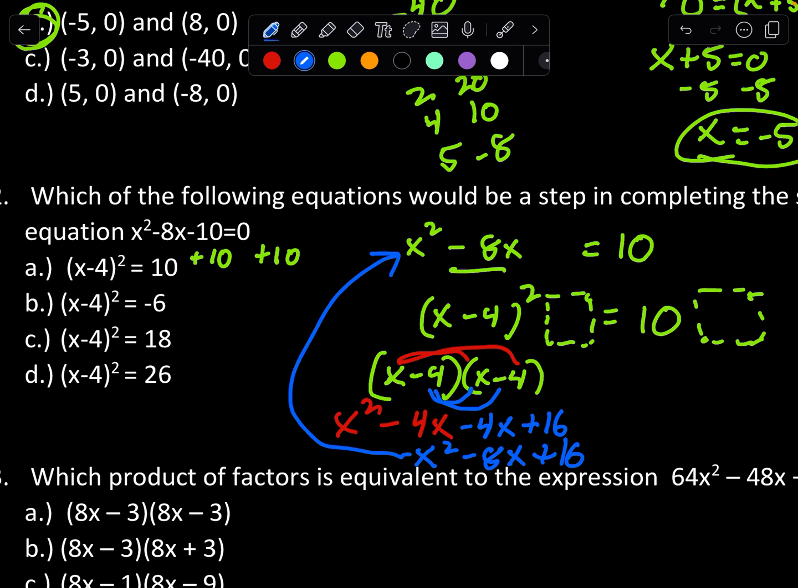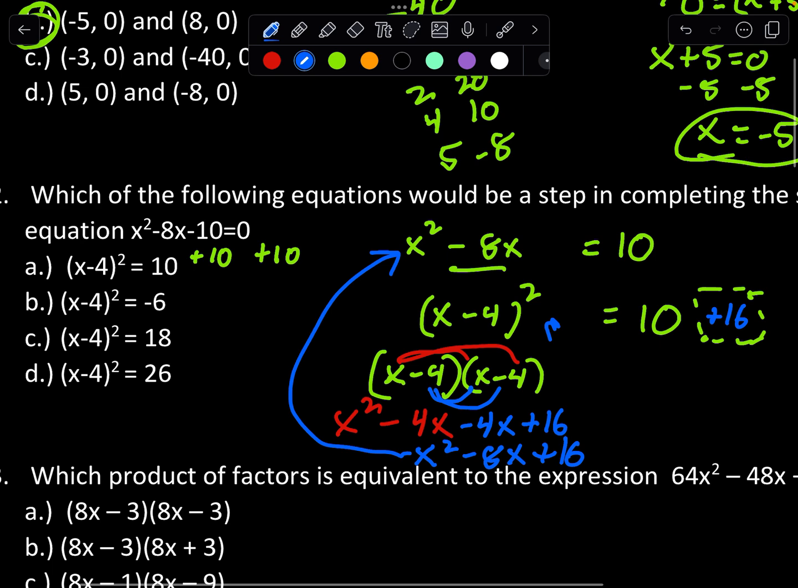I don't need this on the left side. I already have it on the left side. Let me get rid of this spot right here. Okay, so this over here has a 16 included in it, and so I need to include that on the other side of the equation. I need to add 16 over here, because I wrote x squared minus 8x plus 16. I have a plus 16 over on this side. That's what this x minus 4 squared is.